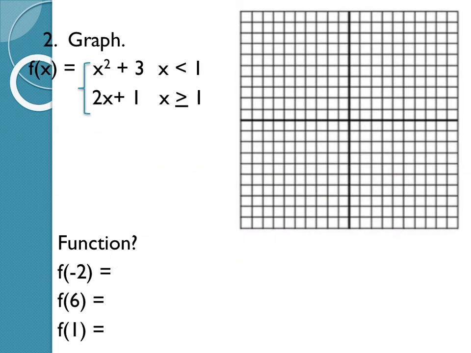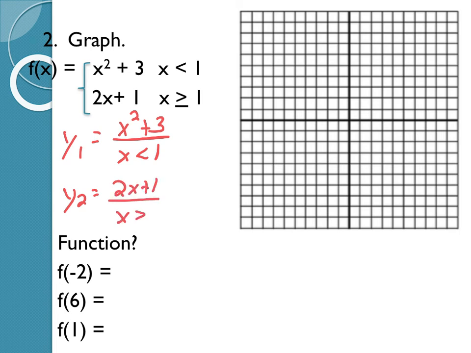Okay, same thing here. We're going to enter this into the calculator. So y1, you would do x squared plus 3 over x is less than 1. Then you're going to do y2: 2x plus 1 over x is greater than or equal to 1.